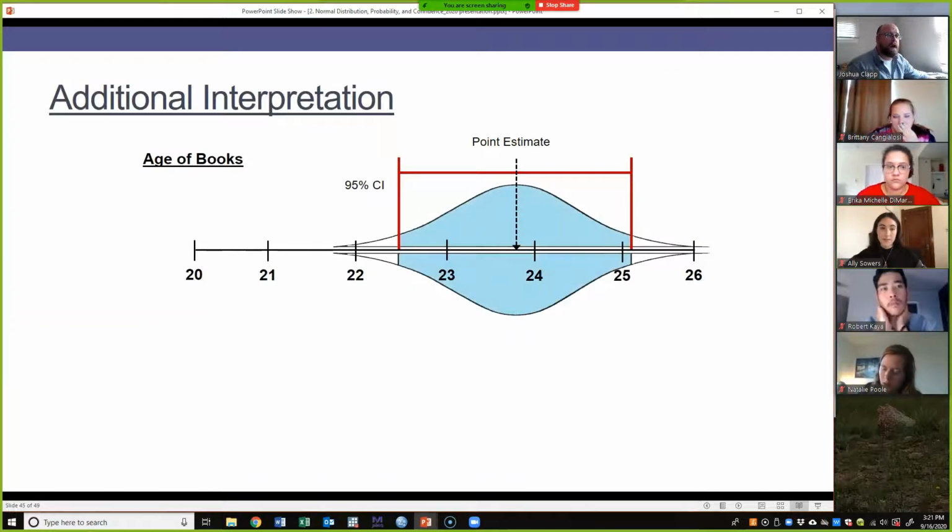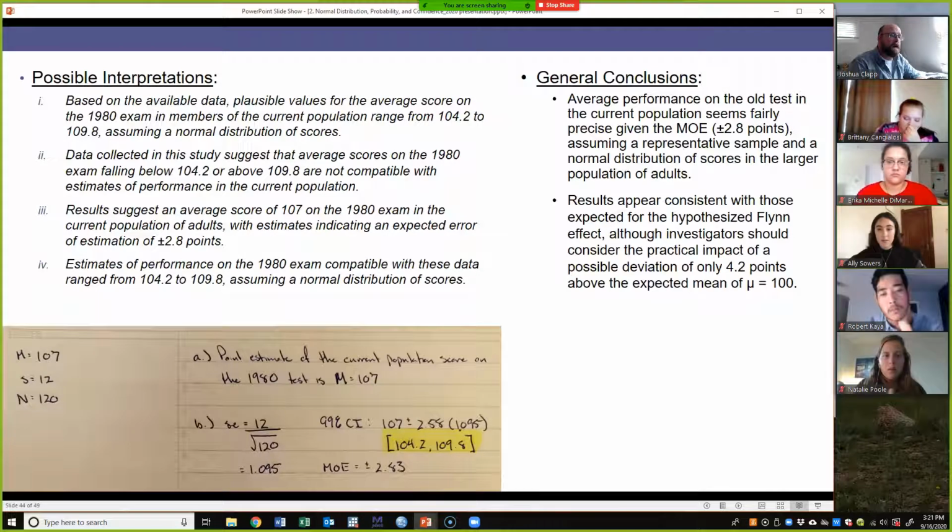Okay, cool. So again, we went through this at the end of class last time. Remember that our point estimate is always our best guess. Okay, Erica, you found a confidence interval, and you find that in this example, you're getting an average score of 107, but your 99% interval says anything between 104.2 and 109.8 is reasonable given the data that you found at a 99% confidence level. But still, what's your best guess for the average performance score on this 1980 test in the current population?